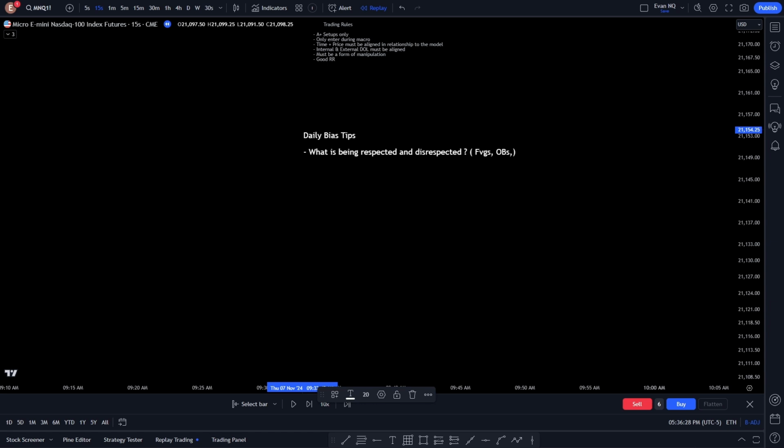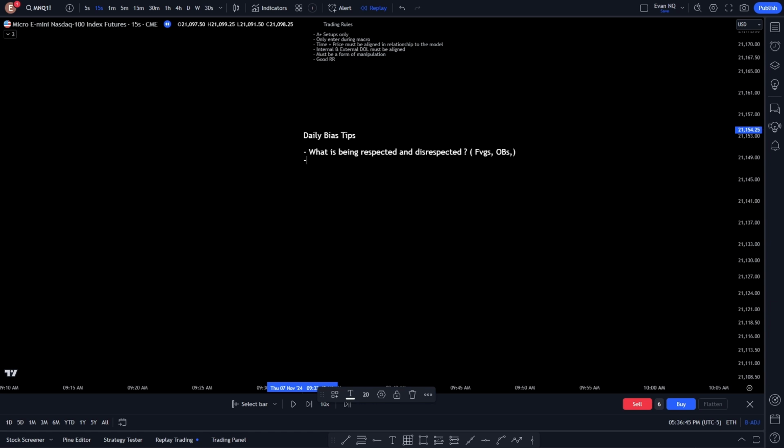On the higher time frame, weekly if you use it, daily, 4 hour, 1 hour, those PD arrays will help you determine where price is likely to go due to it respecting or disrespecting them. So that's the first thing I look at.